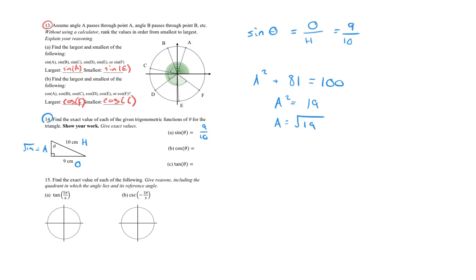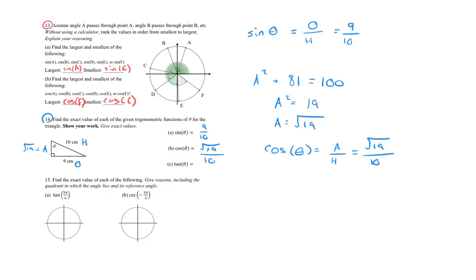So now, if we look for what we're solving next, cosine of theta is equal to the adjacent side over the hypotenuse. So now we know that our adjacent side is square root 19, and our hypotenuse side is still 10. So that's going to be our answer for this one. And we don't really have any simplifying that we can do, so we can just leave it there.